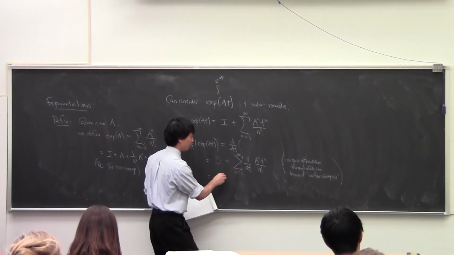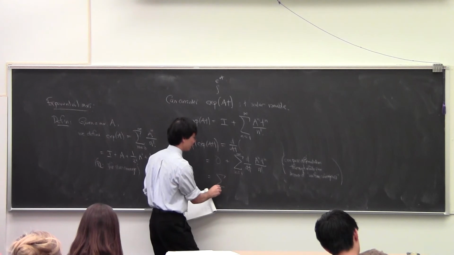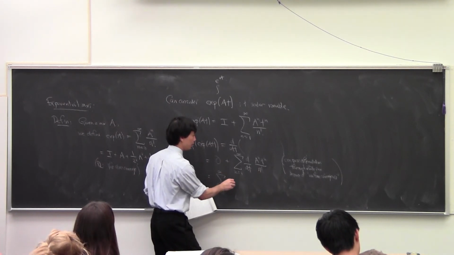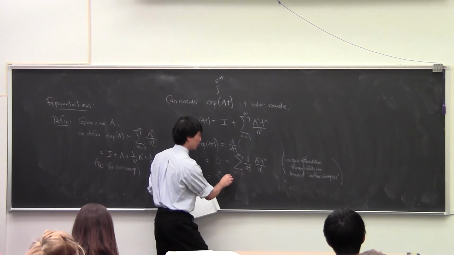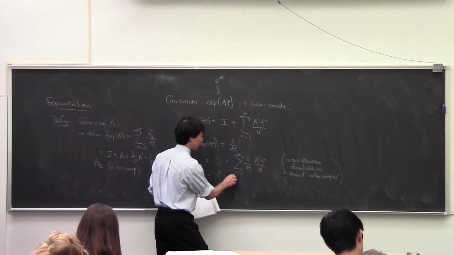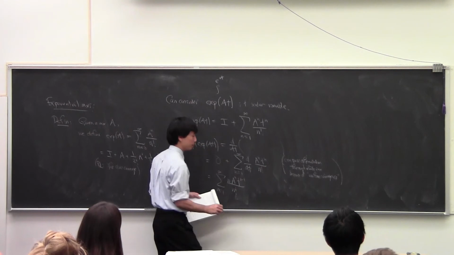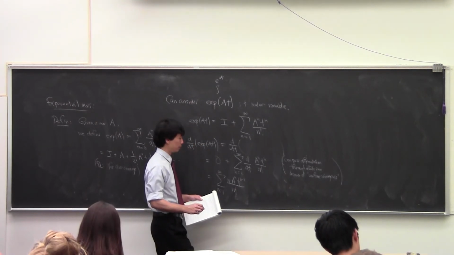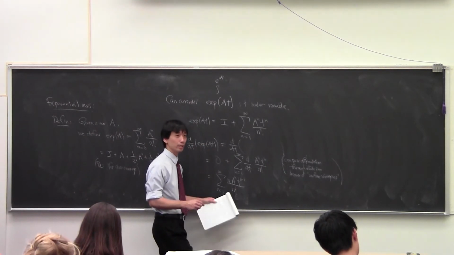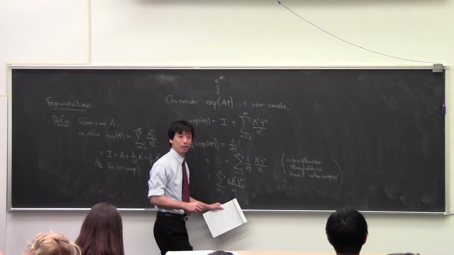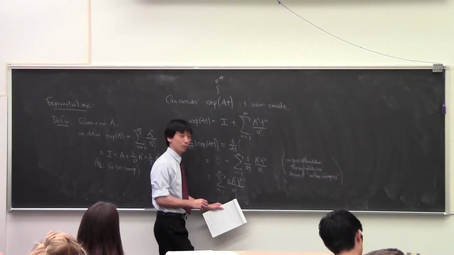You get the summation from n equals 1 to infinity of n, A to the n, t to the n minus 1 over n factorial. And it's just like the old exponential function.